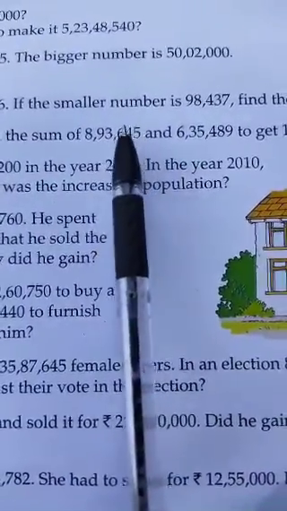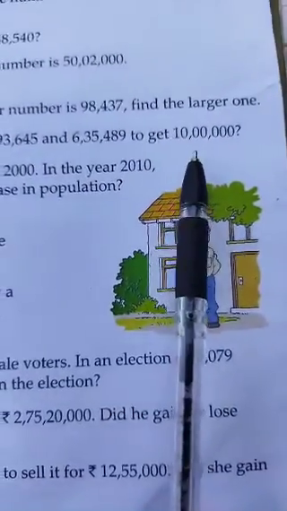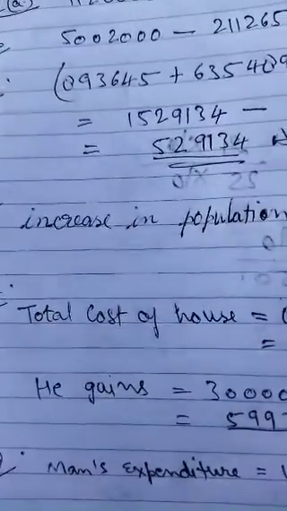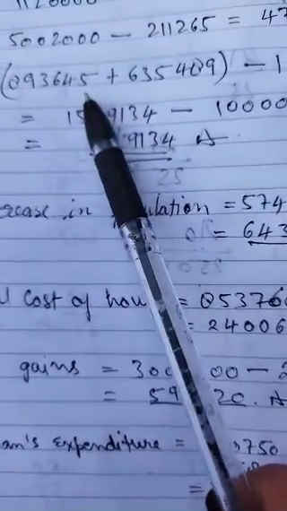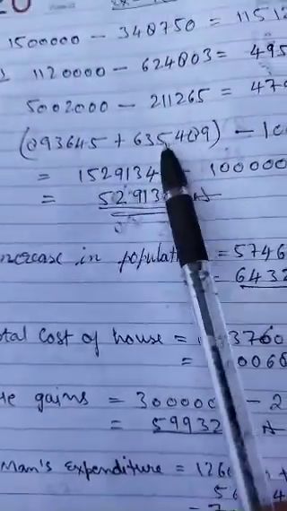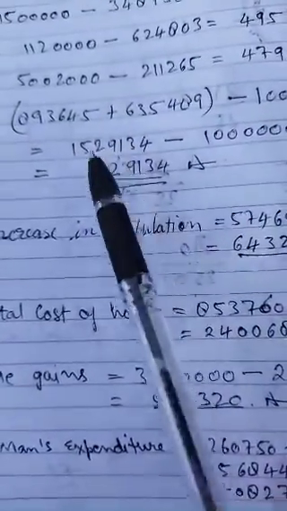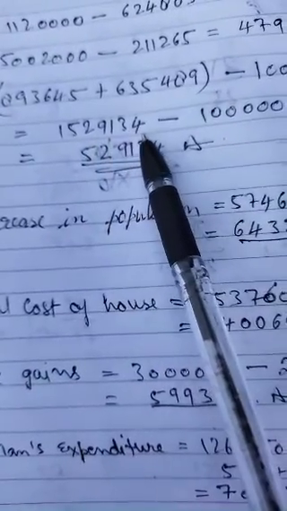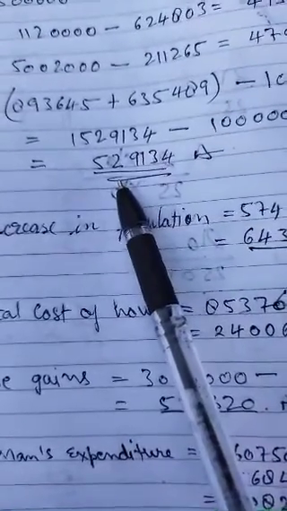And the answer that we will get from adding these two numbers will be subtracted from the last number. Then we will get our final answer. See, this is how we have to do. Question number 5. Since it is saying the sum, we have to add both these numbers and subtract the other number. After adding both these numbers, you will get this 15,29,134. So you will subtract these two numbers and you will get your final answer.